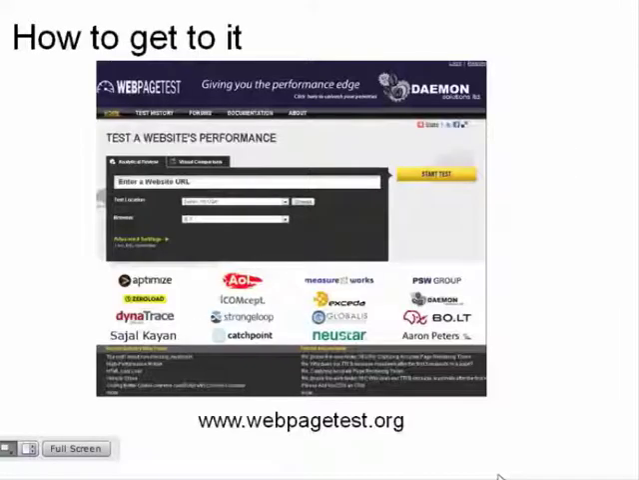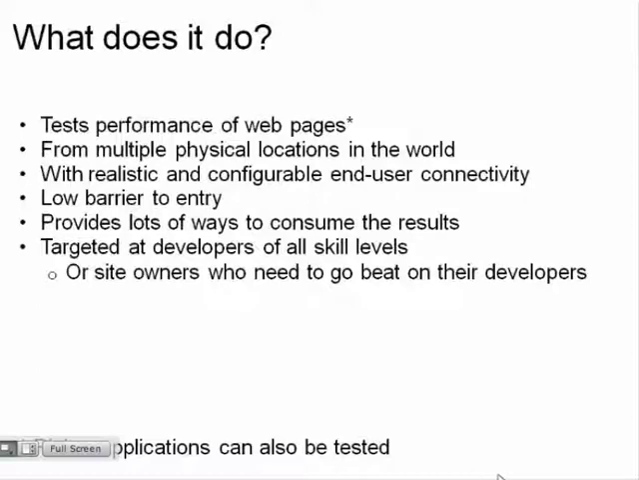So really quickly, WebPagetest, if you're not familiar, webpagetest.org. You can go in, throw in your URL, pick where you want to test from. One of the key things that you'll get is testing from physical locations all over the world with realistic end-user connectivity, which is really important given last mile latencies generally drive web performance a lot more than back-end. Really easy to consume. You just go there, throw in your URL, and you get your results back.